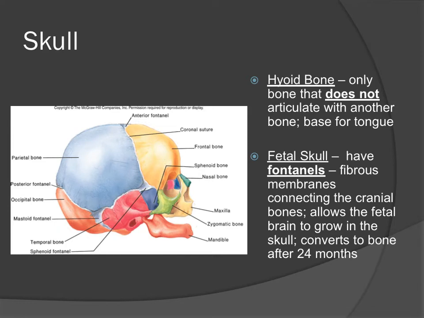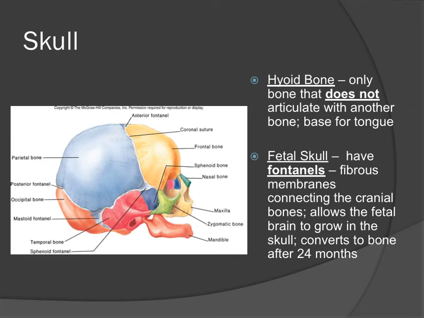You need to know the hyoid bone, and the hyoid bone is the only bone that does not articulate or touch or join another bone, and it is the base of the tongue. You can't see it here on this photo, but if you were to turn the skull over, or if you were to look at the skull that is on the skeletal system in our lab room, you would see the hyoid bone. It almost looks like little vampire teeth. It's a little U-shaped bone at the base of the tongue there.